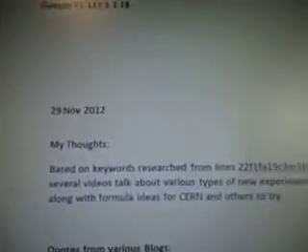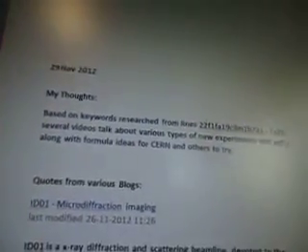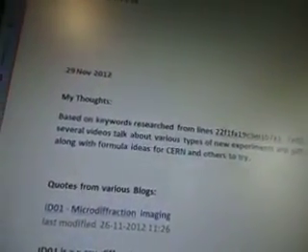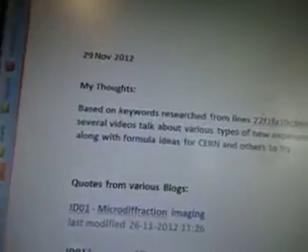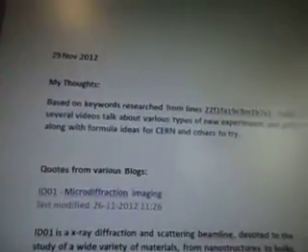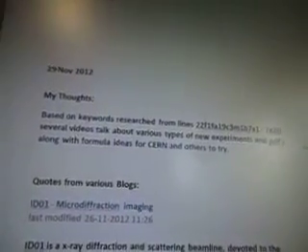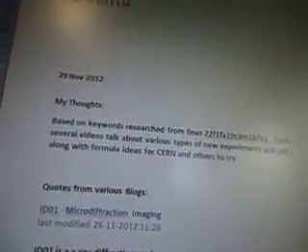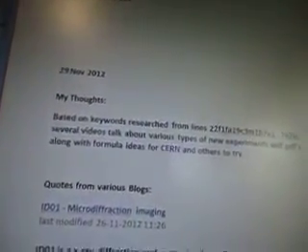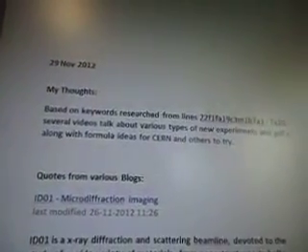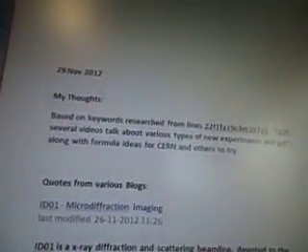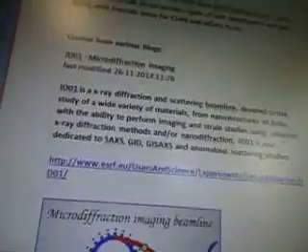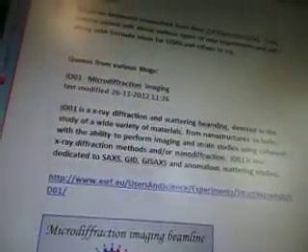November 29th, 2012, I was working on this data, and today's December 13th, 2012. My thoughts: based on keywords research from lines 22f1fa19c3m1b7a1 to 7a20, several videos talk about various types of new experiments and PDFs along with formula ideas for CERN and others to try. So, quotes from various blogs, Microdiffraction Imaging.